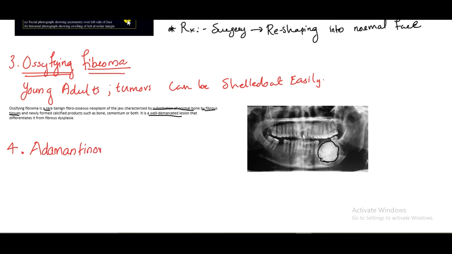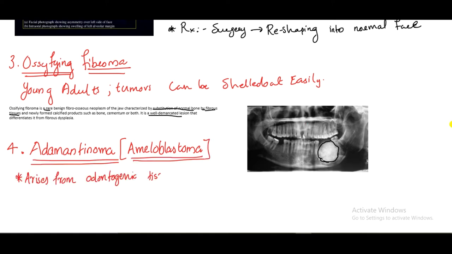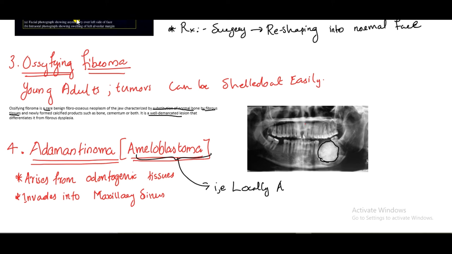And the fourth one is adamantinoma, or ameloblastoma. Adamantinoma arises from odontogenic tissues. Odontogenic means tooth forming tissues, and it invades into the maxillary sinus. Ameloblastoma is a locally aggressive benign tumor. The treatment is surgery.